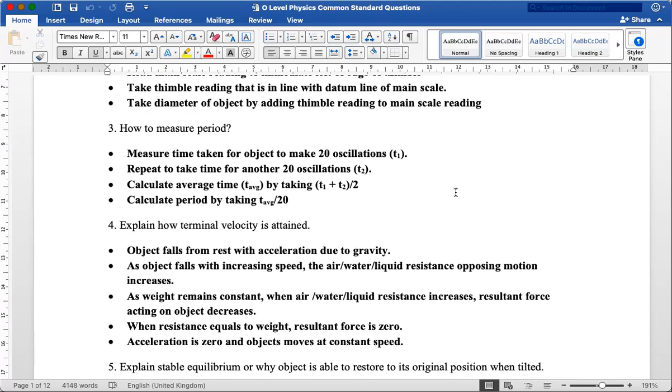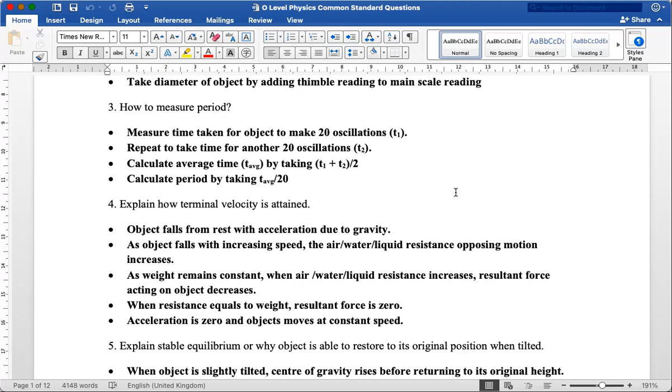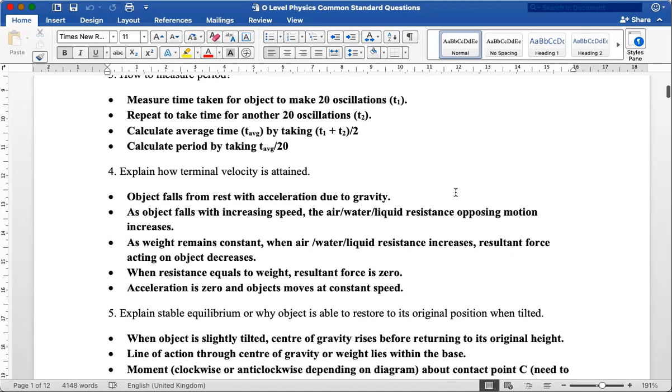How to measure period? Measure the time taken for object to make 20 oscillations. Repeat to take time for another 20 oscillations. Calculate the average time by taking T1 plus T2 divided by 2. And calculate the period by taking T average divided by 20.